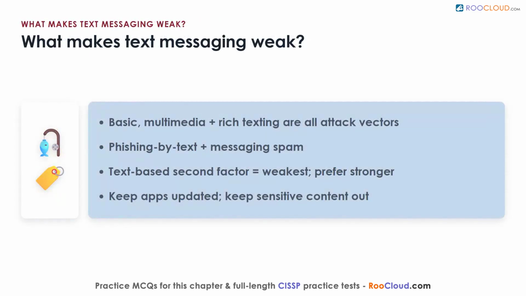What makes text messaging a weak spot? Because it is both useful and easily abused. Standard texting services, whether basic messages, multimedia, or the richer modern format, all double as attack vectors for phishing sent by text and messaging spam. Texting can also serve as a second authentication factor, but a code sent by text is the weakest option and should give way to any stronger second factor you have. Keep messaging apps updated and keep sensitive content out of them entirely. Think of a text message like a postcard. Convenient, but anyone along the way might read it or forge one.